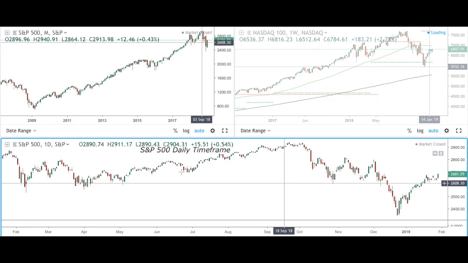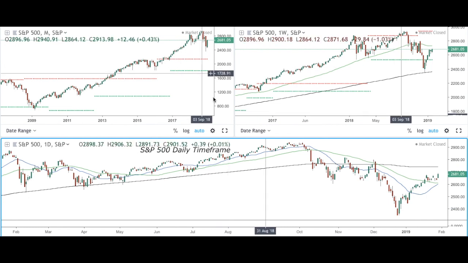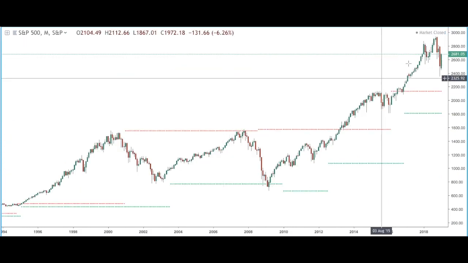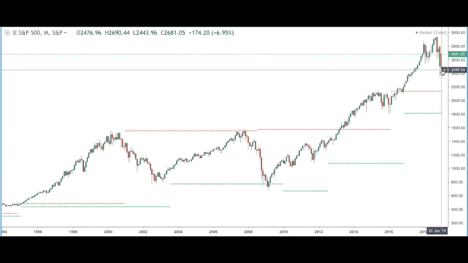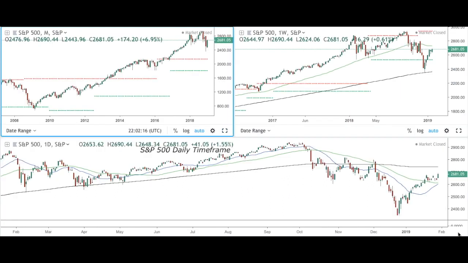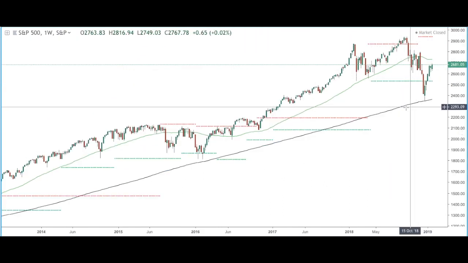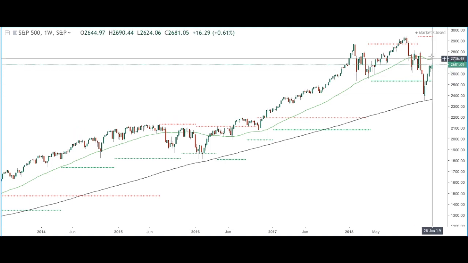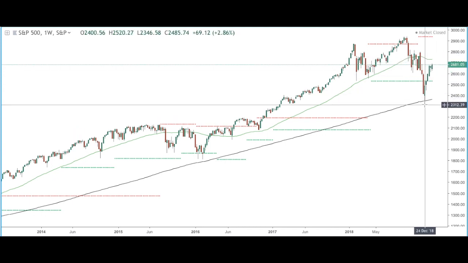And the last index that we'll be looking at is the S&P 500. Looking at the monthly time frame, same situation as the previous two indices. Weekly time frame, trading above the 200 moving average, but not the 50 moving average, but we do have bullish momentum.